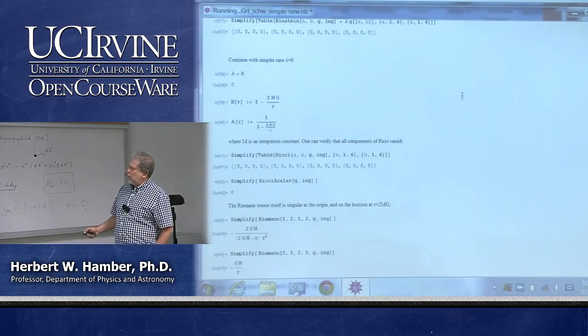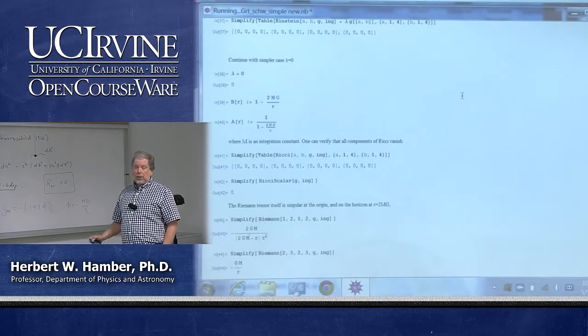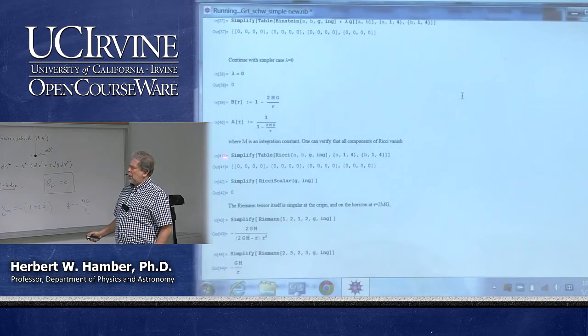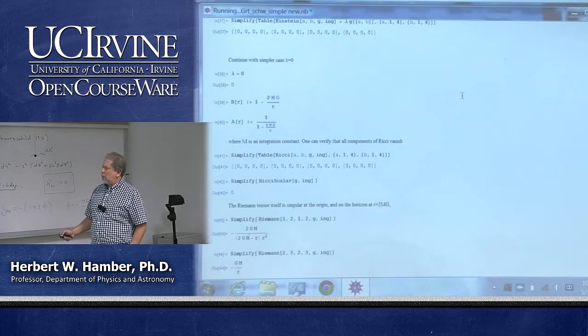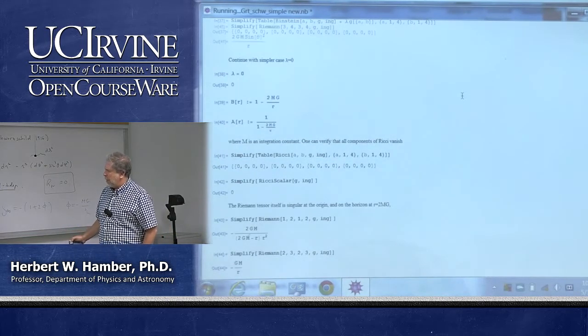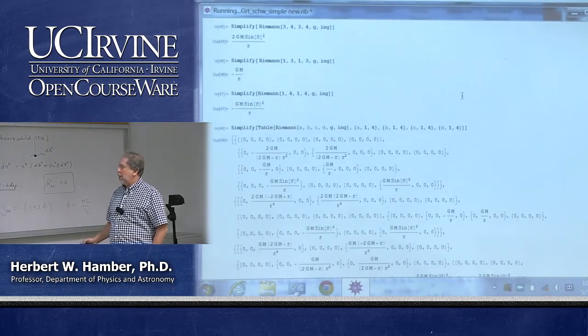So B has to be 1 minus 2 m G over r, and A has to be 1 over B. And if you use those, then the field equations are satisfied. So in particular, the Ricci tensor is now exactly 0, right? So we have found a solution. And you can verify, of course, that the Einstein tensor is also 0. And you can verify also that the Bianchi identity is satisfied, and everything is good.